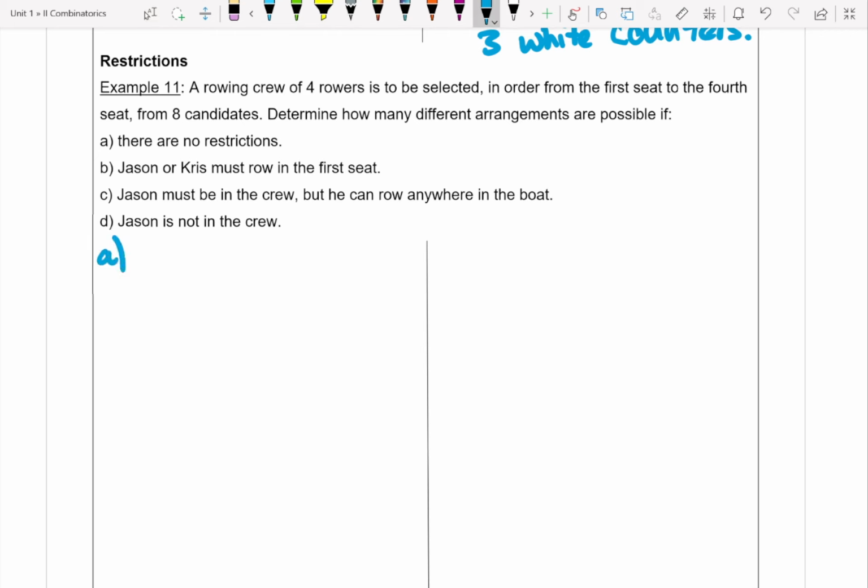It's going to just be nPr, which is equal to 8P4. We have 8 different rowers and we need to put them in 4 different positions. So that's going to be 8 factorial over 4 factorial, which is 8 times 7 times 6 times 5, which is 1680. So there are 1680 ways of arranging 4 rowers from a group of 8. That would be our sentence solution. In the interest of time, I'm just going to omit that.